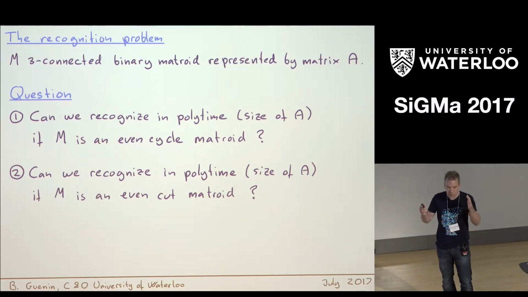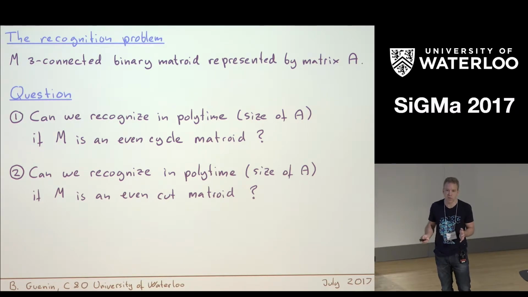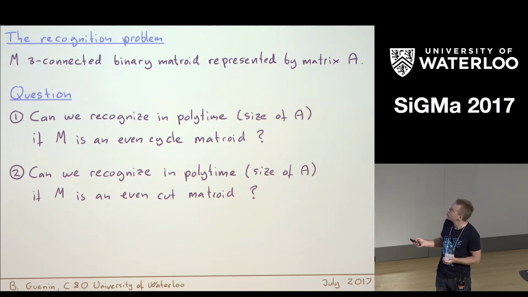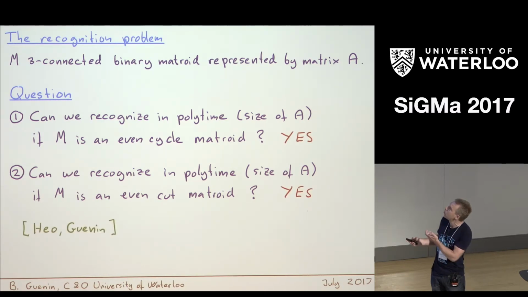I'm given a matrix A, where all the entries are 0 and 1, and that's a matrix that represents my binary matroid M. And so what I want to know is, kind of, check whether my matroid M is an even cycle matroid in time polynomial in the size of A, or I want to answer the same question about even cut, right? So it turns out that we can do both results.